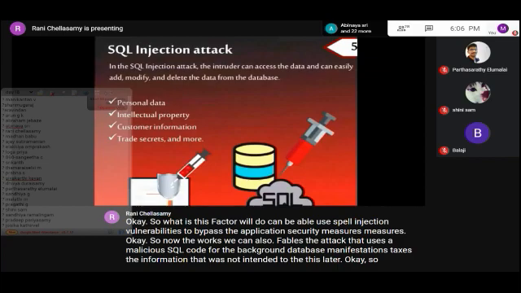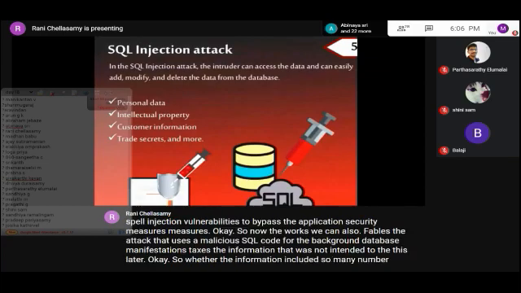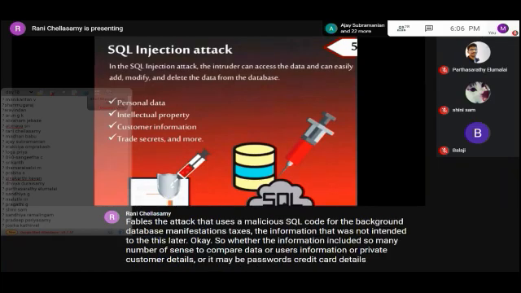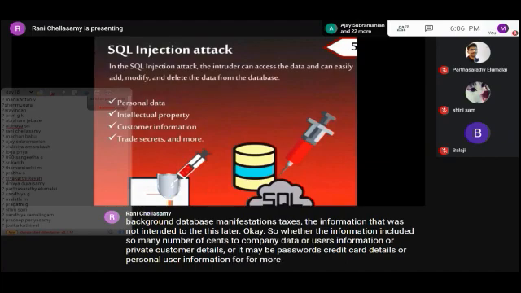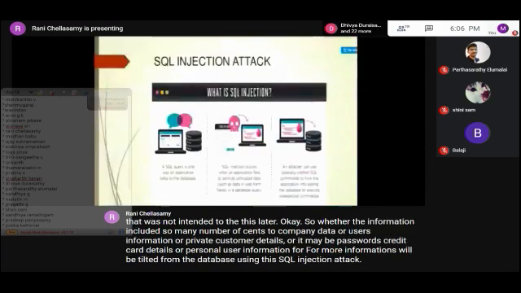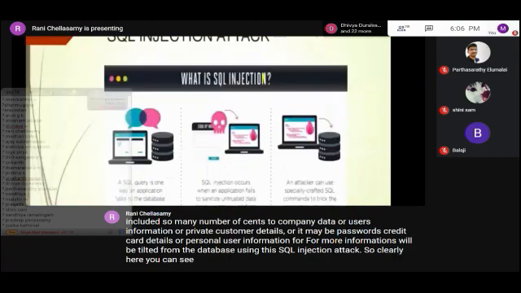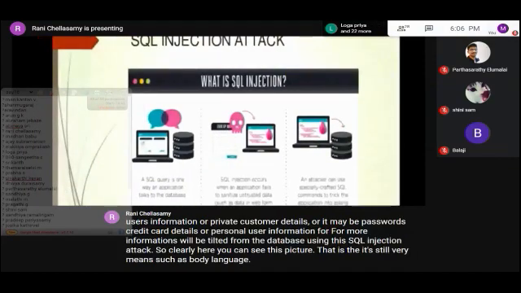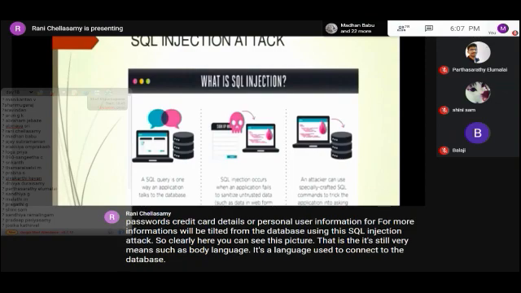Okay, the information may include sensitive company data, users' information, private customer details, passwords, credit card details, or personal user information. All this information can be stolen from the database using this SQL injection attack. You can clearly see in this picture, SQL means structured query language. It's a language used to connect to the database. It's a way to talk to the database. It's the language applications use to talk to the database.